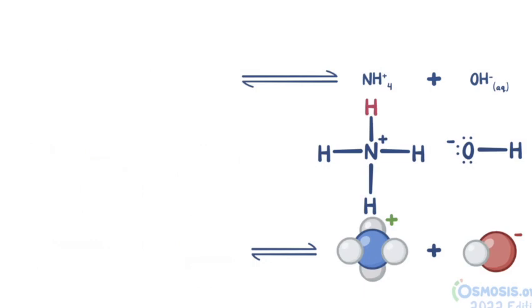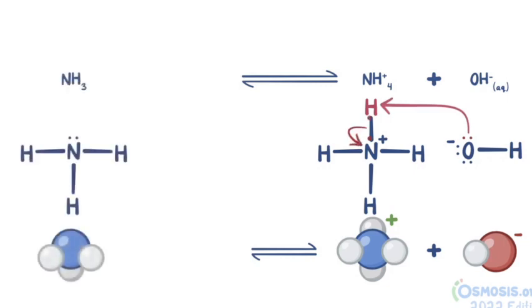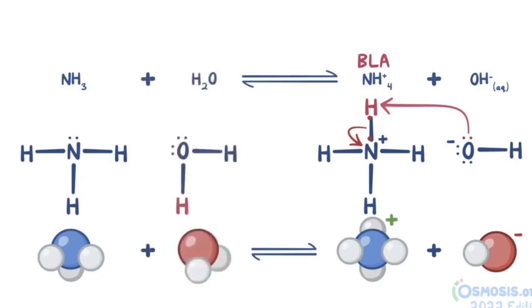The reverse reaction is also possible. NH4+ can react with OH- to form NH3 and H2O. If NH4+ donates a proton, it turns into NH3. Since NH4+ is donating a proton, ammonium ion is a Bronsted-Lowry acid. If OH- accepts a proton, it turns into H2O. Since OH- accepts the proton, the hydroxide ion is a Bronsted-Lowry base.